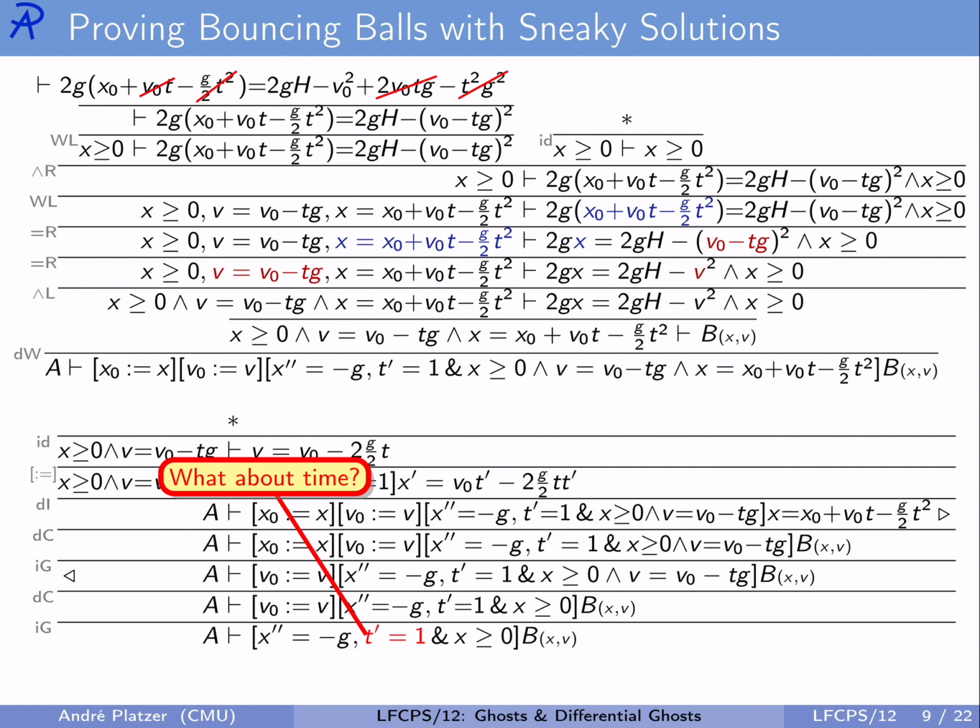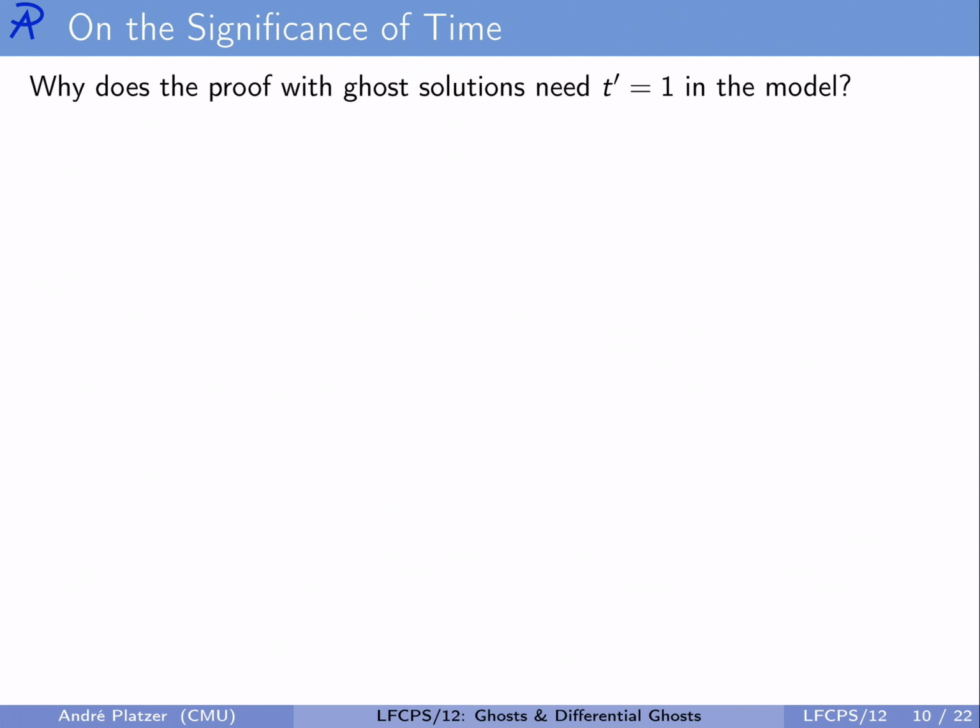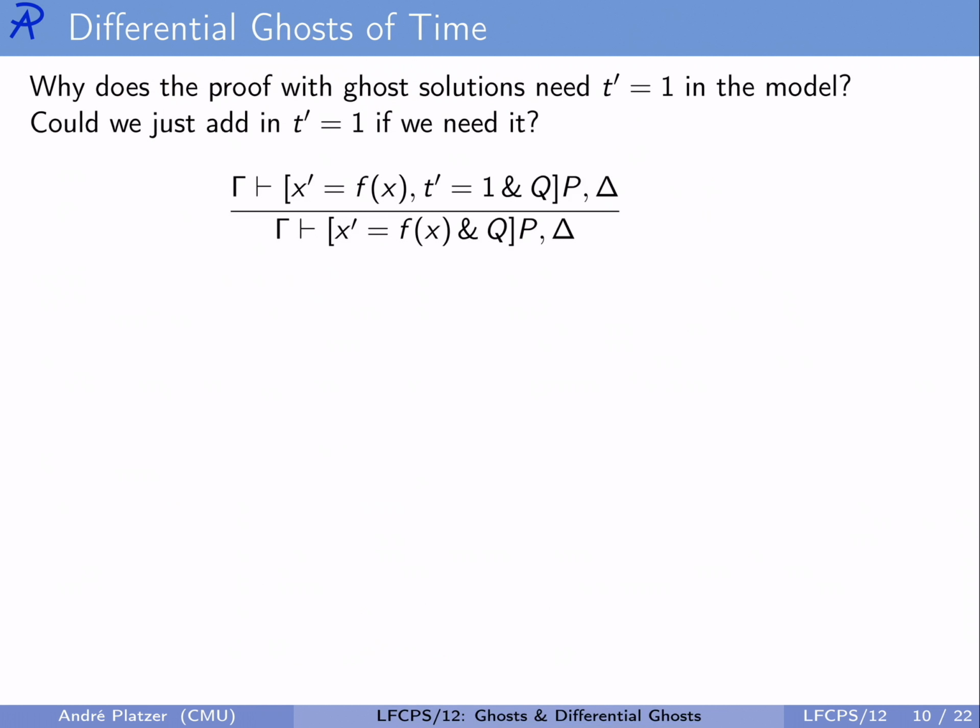If only, just like the proof rules for inventing initial values of things, what if we also had a proof rule that's inventing time for us? So why does the proof with the ghost solutions need t prime equals 1 in the model? Well, of course it does need them, because otherwise we have no way of knowing what t is. But even if we don't have t prime equals 1 in the model, can't we just maybe simply add it? Well, if we had a proof rule for the job, we could. Here's one. The proof rule that says, whatever you would like to prove about a differential equation, how about you add in t prime equals 1?